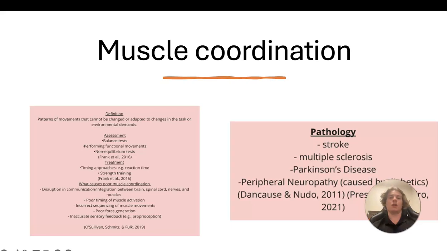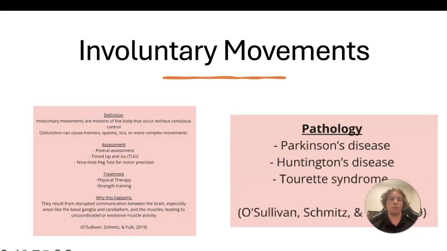Treatments typically involve functional training aimed at improving real-life performance. For example, being able to button up a shirt or use a knife and fork better, or being able to do them in general. Along with these, timing approaches like reaction time enhance accuracy and smoothness of movement.